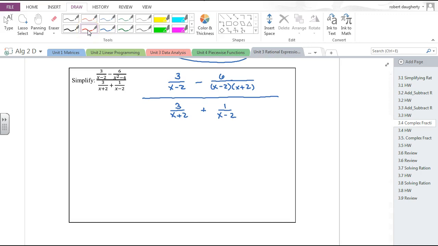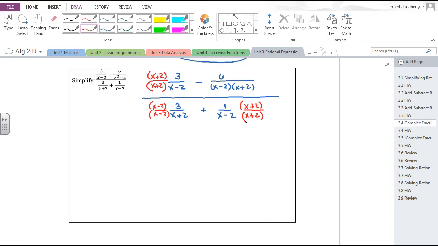So what's the common denominator up here? x minus 2 times x plus 2. So this has to be multiplied by x plus 2 over x plus 2. So that's what I've got to do to get a common denominator right there. What does this one have to be multiplied by? Yeah, so x minus 2 over x minus 2. And what about here? Yeah, x plus 2 over x plus 2. So this will give me the common denominator, x plus 2, x minus 2, in each part.